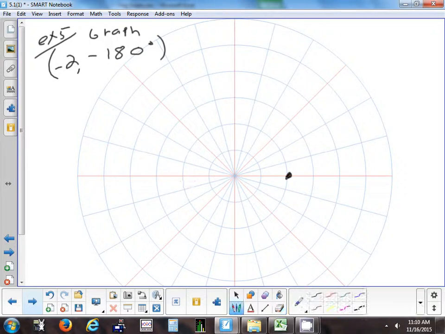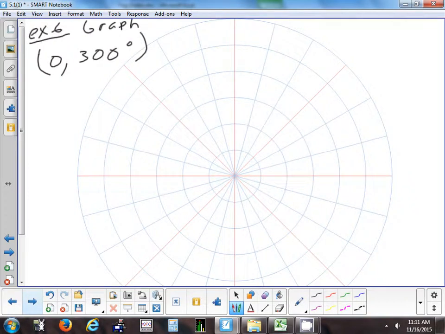Would it make a difference on this one if we did clockwise or counterclockwise? No, this time it wouldn't because you're going halfway around. Okay, so you can't tell the difference. But if it wasn't 180, you could. Okay. Questions on that one? It's a negative, negative. All right, let's try one with a 0.